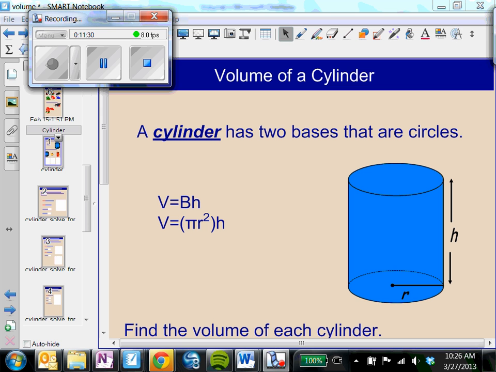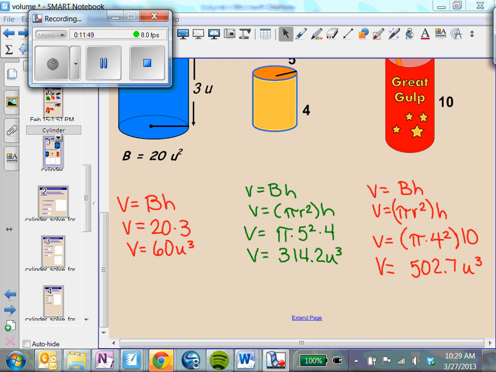The formula for the volume of a cylinder is the exact same as the formula for the volume of a prism. You find the area of the base and you multiply it times the height. It's just the area of the base is pi r squared. So you put that in the place of capital B, and substitute r in the place of r, h in the place of h, and you get your volume. And here are all the steps that I expect to see and the answers.